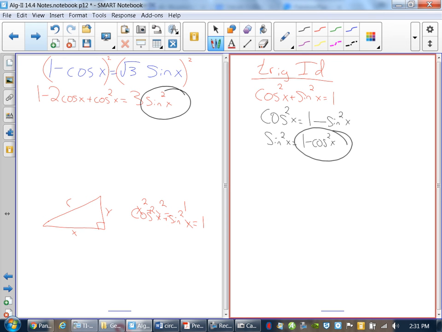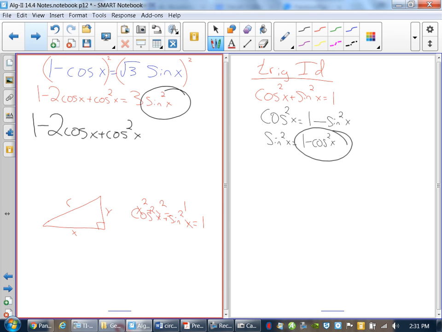Because when you have a sine squared and a cosine squared, you want to put it in terms of the same trig value. The reason that I'm choosing to rewrite everything in terms of cosine is because I've got a cosine squared and a cosine of x. I can't do anything about cosine into a sine, it doesn't do anything. But when I have squared terms, I can rewrite them in terms of each other. So what happens then, I get the following. 1 minus 2 cosine x plus cosine squared x equals 3 times 1 minus cosine squared x.